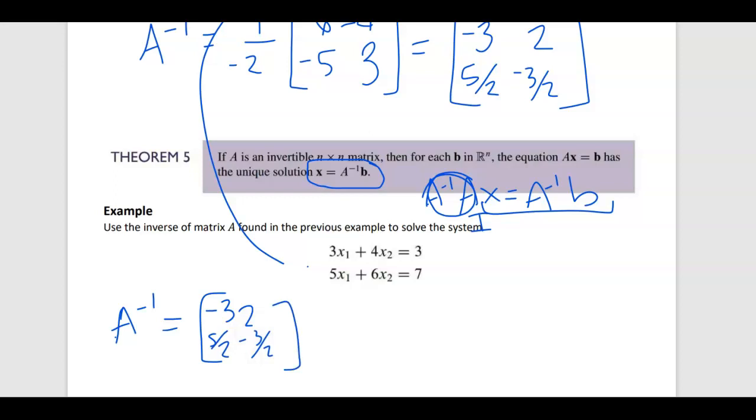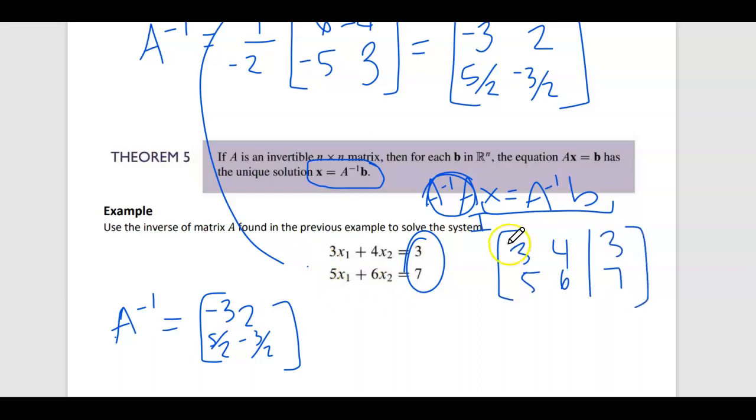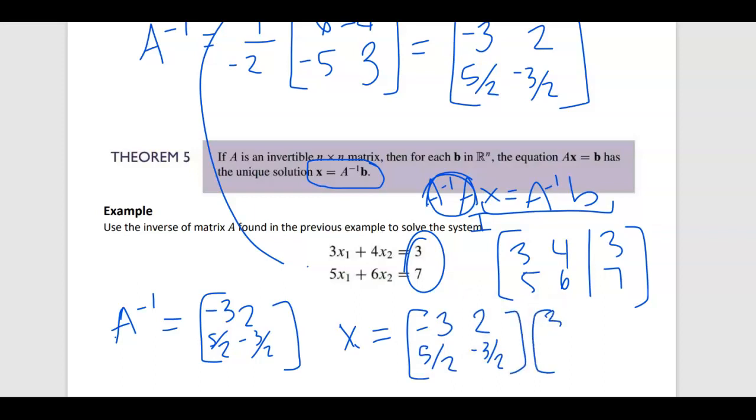Okay, and it wants me to then solve that here. Now, we would have done this before by doing an augmented matrix like this, doing row reduction. So this is just another way to solve this for x. So x must be A inverse times B.